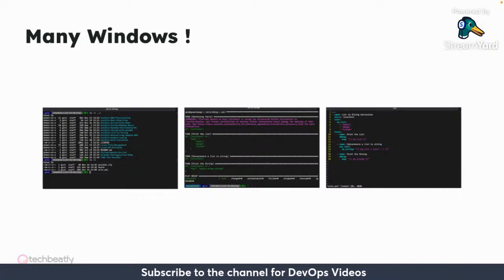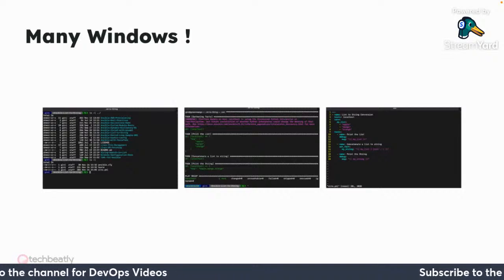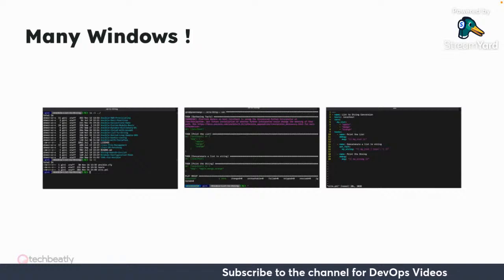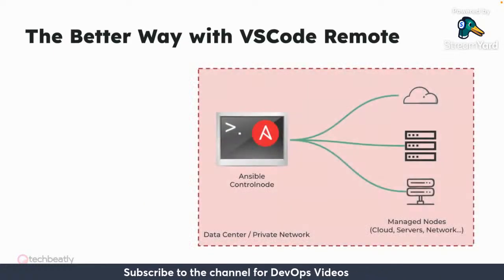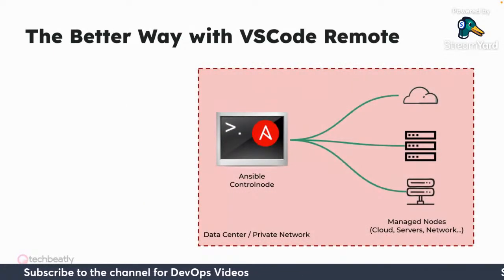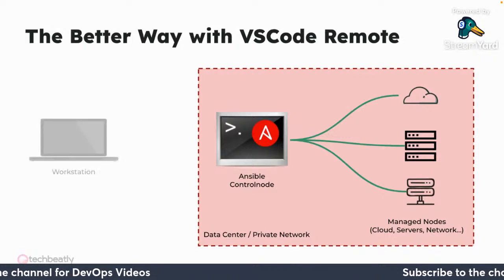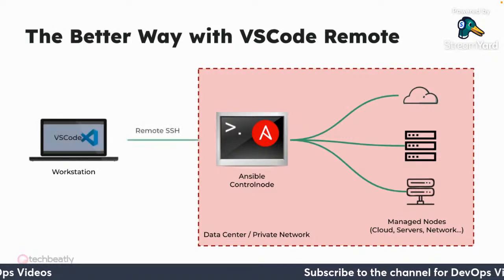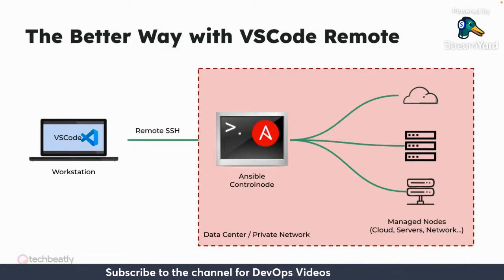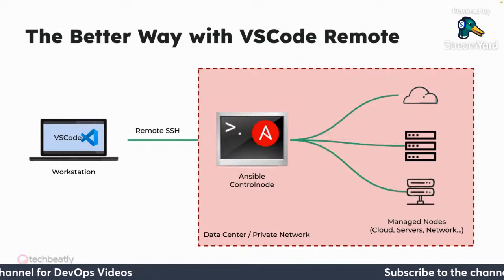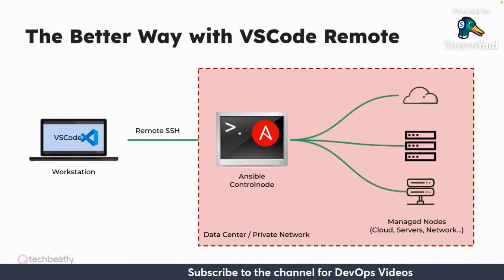What if you can use a GUI editor directly inside these, but without installing a GUI editor on the target machine? That's what we are going to learn now. So the better way is we have the same setup, the Ansible control node, the managed nodes, everything in the network. Then you have the workstation, and you connect from the workstation to the Ansible control node using VS Code Remote SSH. So same method, but the Remote SSH is a bit different. I will show how.